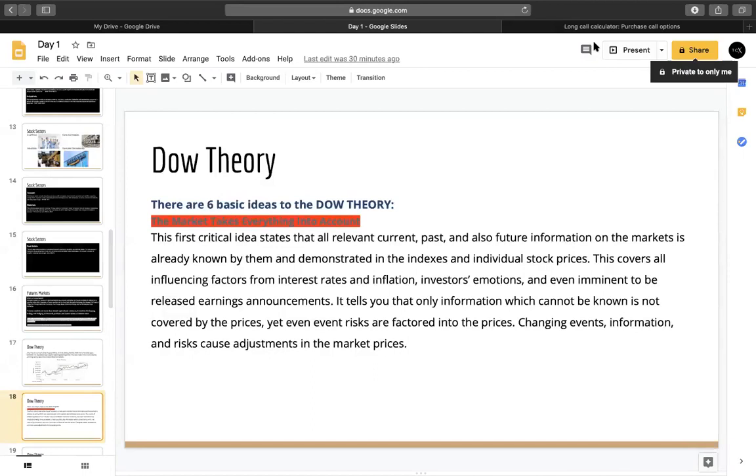So everything is essentially what? Priced in, right? It tells you that only information which cannot be known is not covered by the prices, yet even event risks are factored into the prices. Okay, so all these events are already factored in. Okay, changing events, information, and risks, they cause adjustments in the market prices.